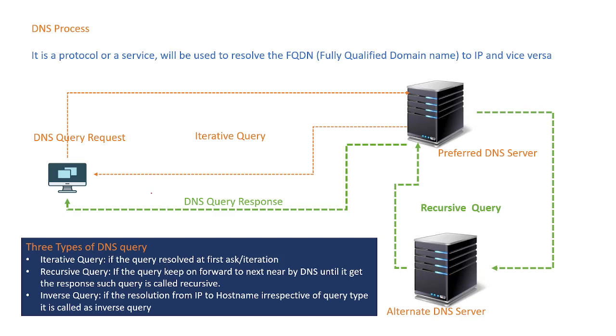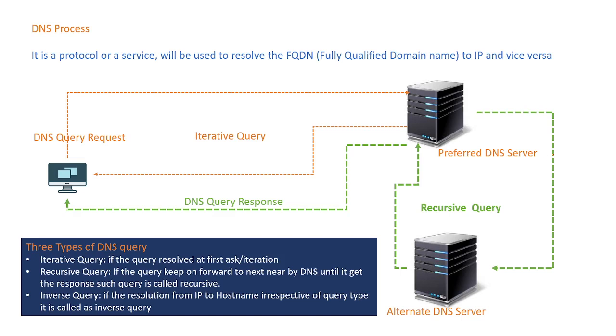Say, for example, you are logging into a computer now, and you want to browse something. Say you want to apply for the passport. You need to log into the Passport Seva Kendra website. You type www.passportsevakendra. Then you need to know the IP address, right? Because the computer will not know the name, it will understand only the IP address. So that request will go to the preferred DNS server.